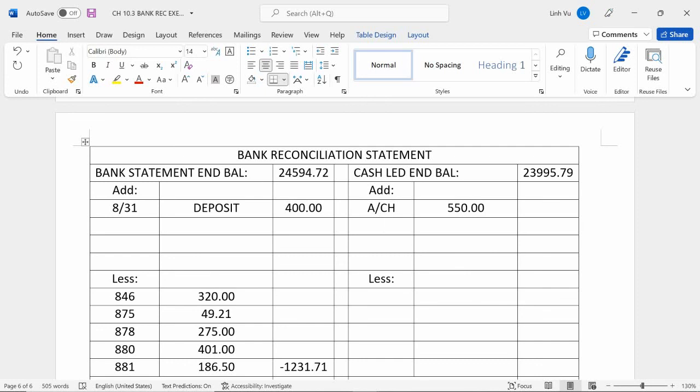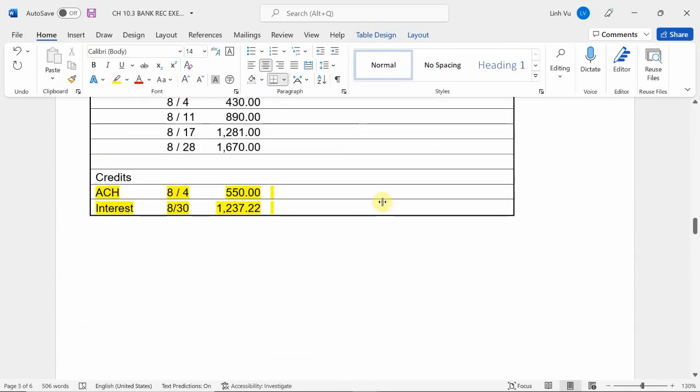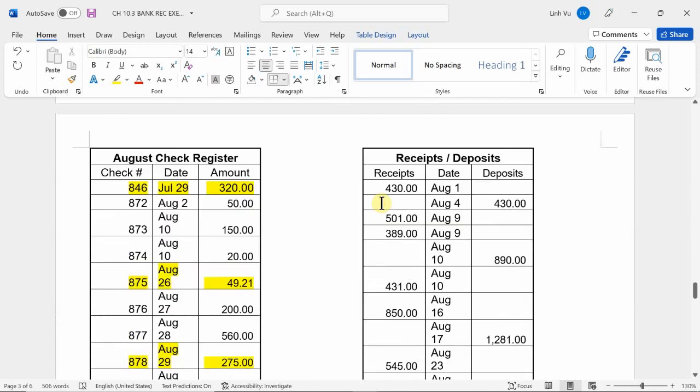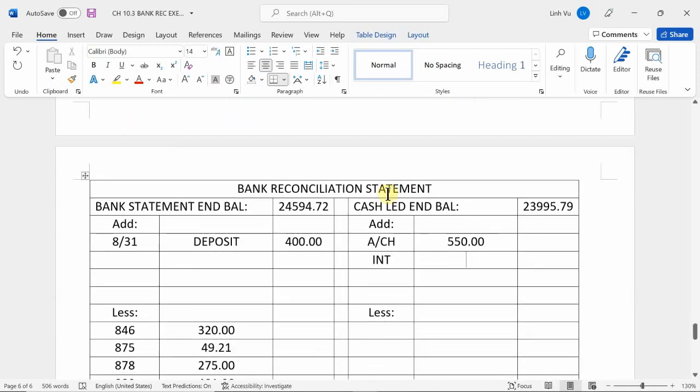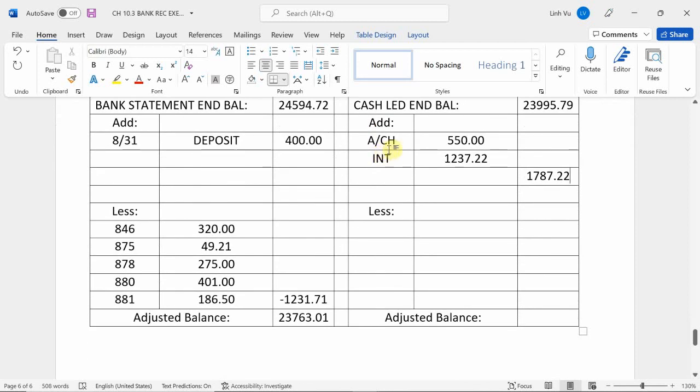Okay, so how much is that in total? One second. 1, 2, 3. 1237.20, 550. We got 1787.22. Okay. All right. Now I need to subtract what?